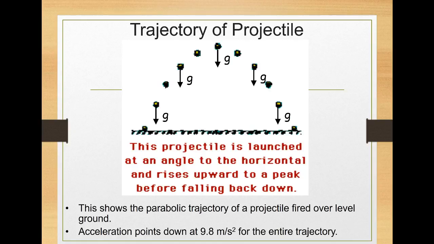Okay, so first of all, here's the trajectory of a projectile. And thanks to Physics Classroom for some of these diagrams. But this projectile is launched at an angle to the horizontal and rises upward to a peak before falling back down. And the definition of a projectile is any object that is moving only under the influence of gravity. So it's in the air. We're not going to worry about air resistance yet.